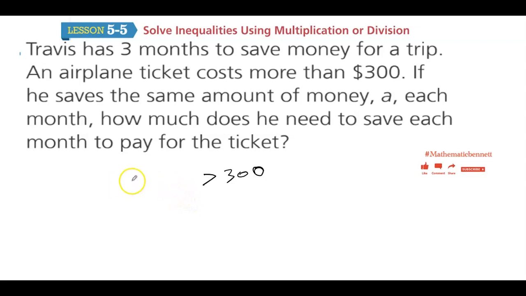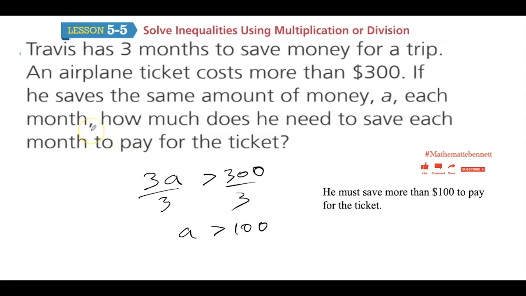So we know that it's 3 months he's saving for, and he needs to exceed $300. All right. So we know that would be 3A is greater than 300. From there, we can divide both sides by 3. And we see that A must be greater than 100. So we can conclude that he must save more than $100 each month to pay for the ticket.